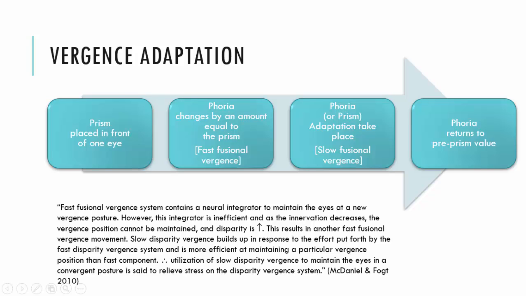Now below here I've given you some text from a study by McDaniel and Vogt, which describes again why that slow fusional vergence system is taking place and what the benefit is of the slow fusional system.